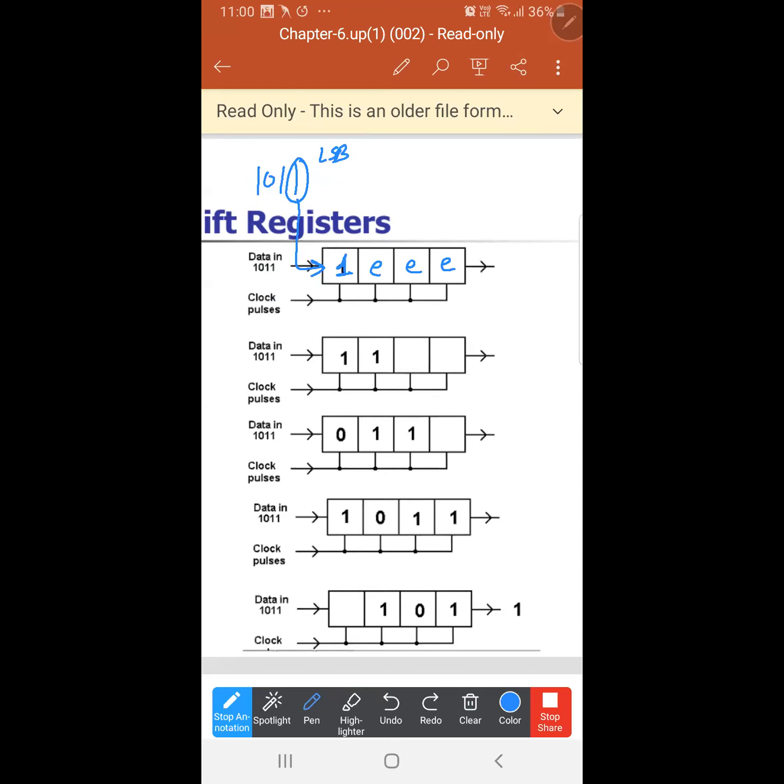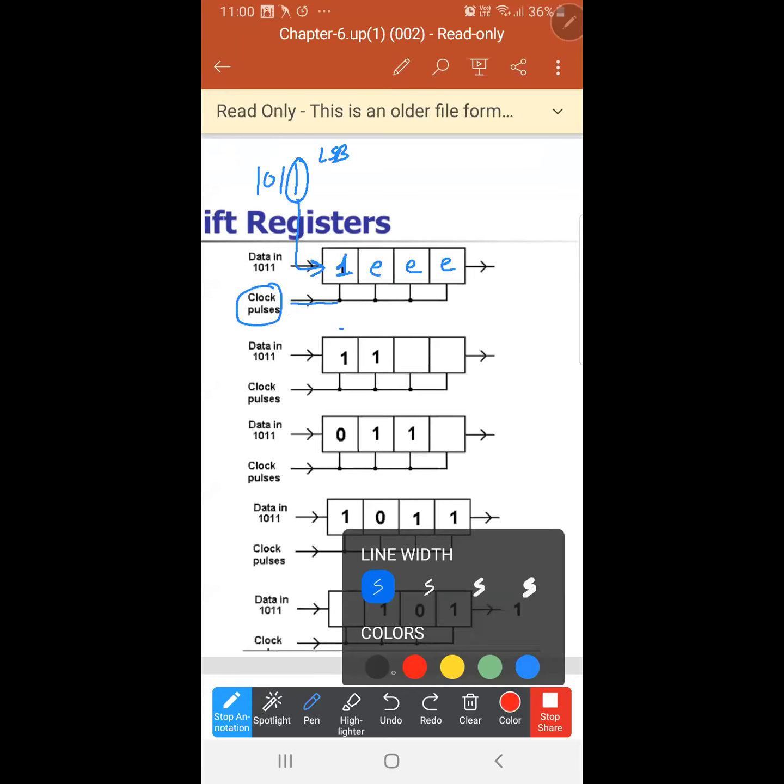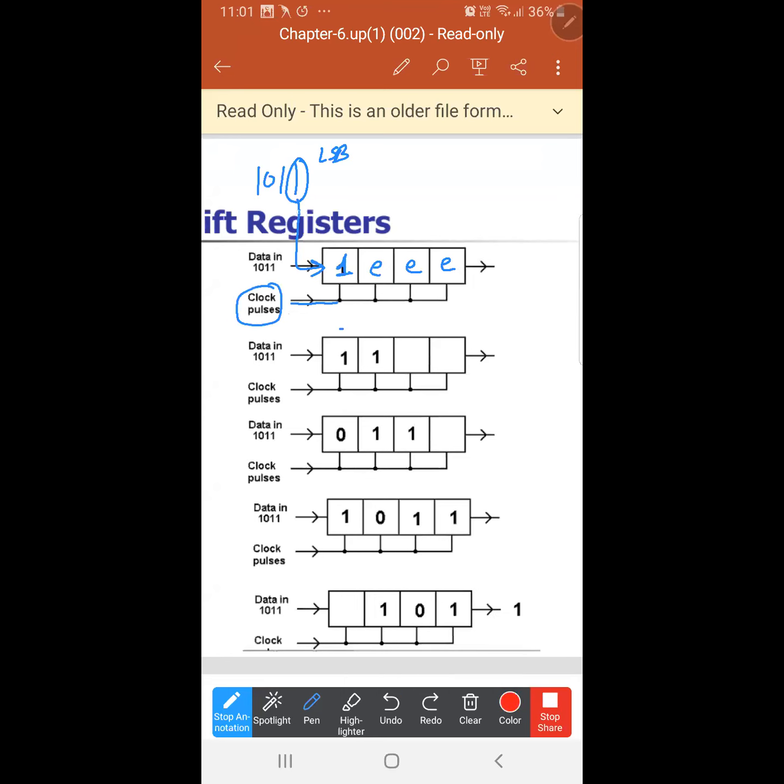But it will work with the clock. If you don't give a clock, it will not work. You know that a flip-flop works with the clock, so we always mention the clock pulse, meaning we are giving the clock. Now the next digit is 1, so 1 will enter here. And what happened with this one? There is a right shift, so it shifts to the next.